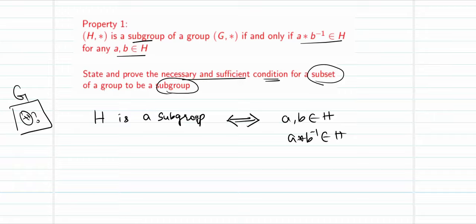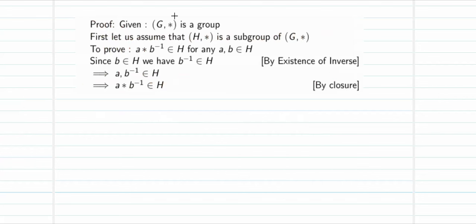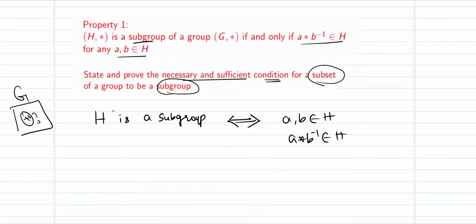If you are going to prove it, you will have to prove it in a two-way manner. Take your LHS, get your RHS, and vice versa, take your RHS, get your LHS. Only then will it satisfy the double-headed arrow, that is, the if and only if condition. Coming to the first part of the proof, given G star is a group, let me assume that H star is a subgroup. I am assuming my LHS, and let me prove that the RHS is going to be true.